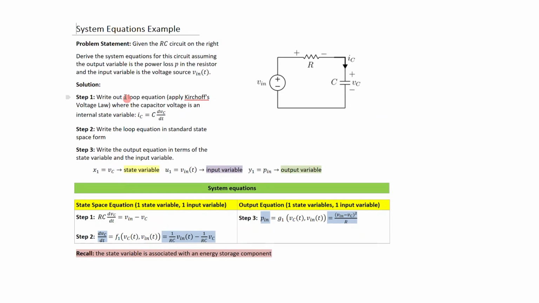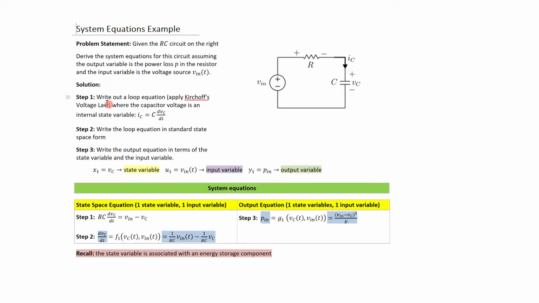All right, so let's take a systems equation example. The problem statement is: given the RC circuit to the right, which is this one here, we want to derive the system equations for this circuit, assuming the output variable is the power loss P in the resistor, this resistor, and the input variable is the voltage source V in of t, which is this one here. This is shown as a DC, but this could be anything you would like to make it, just a sinusoidal, whatever the case may be.